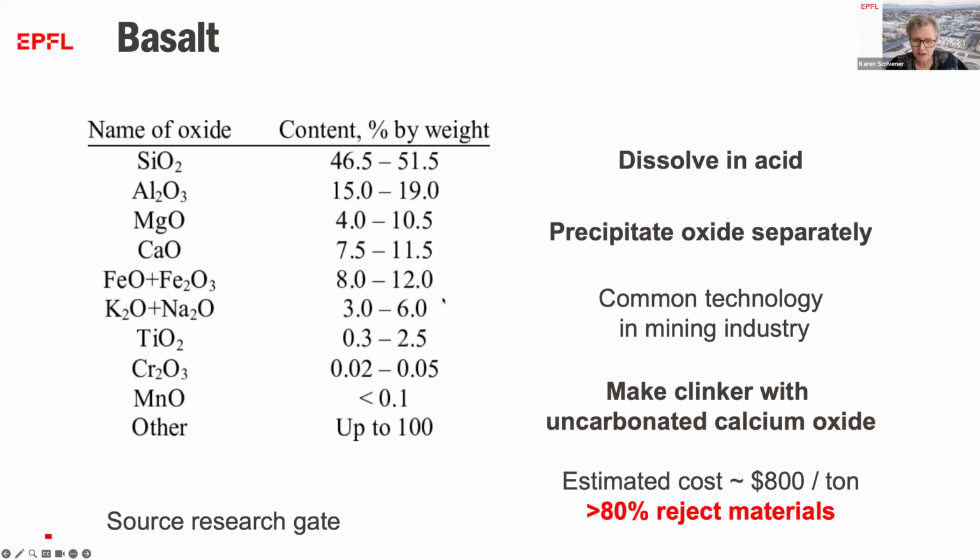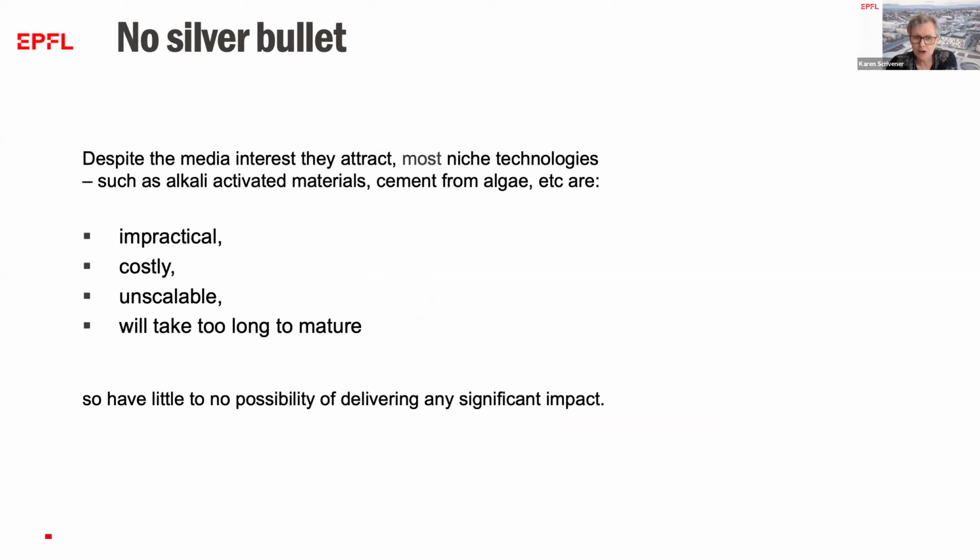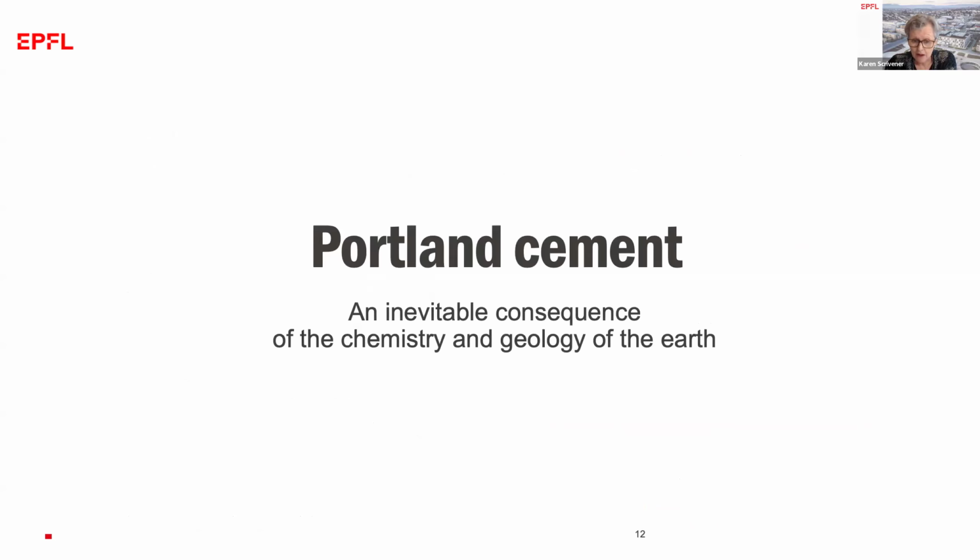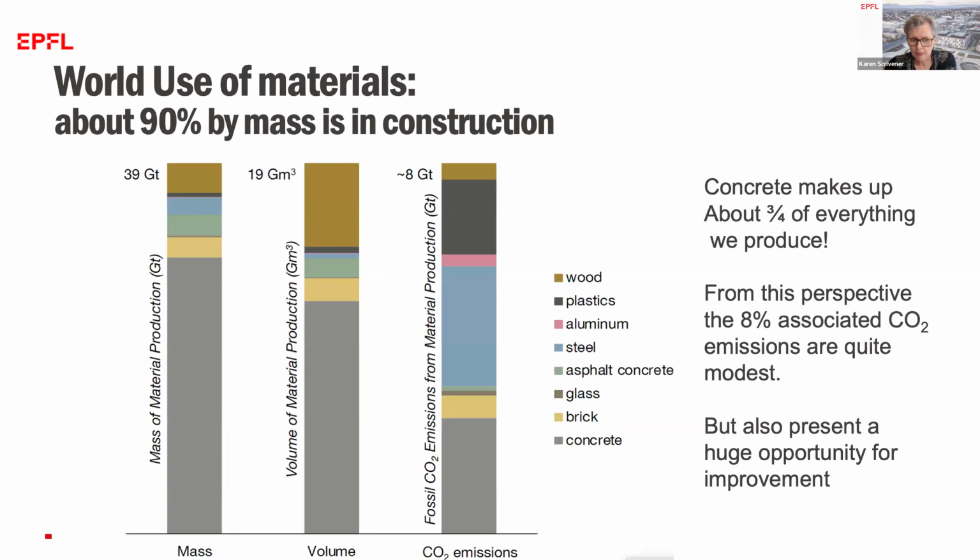And I haven't got time to detail what are the problems with a lot of other solutions put forward. But, you know, they're either impractical, costly, unscalable, will take too long to mature, and have little or no possibility of delivering any significant impact by 2050, which is what we need to do. So, Portland cement, an inevitable consequence of the chemistry and geology of the Earth. And then we need to look at the materials we're using.